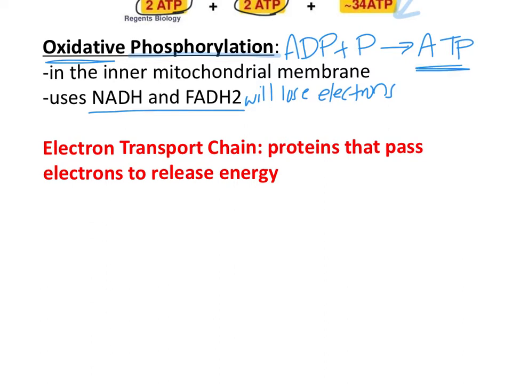This third step of cellular respiration is pretty intense. So we're going to go through part of it first on this slide, and then we'll take a look at the rest of it. So we have electron carriers called NADH and FADH2. These electron carriers were made in glycolysis and the Krebs cycle. They are going to go into the inner mitochondrial membrane.